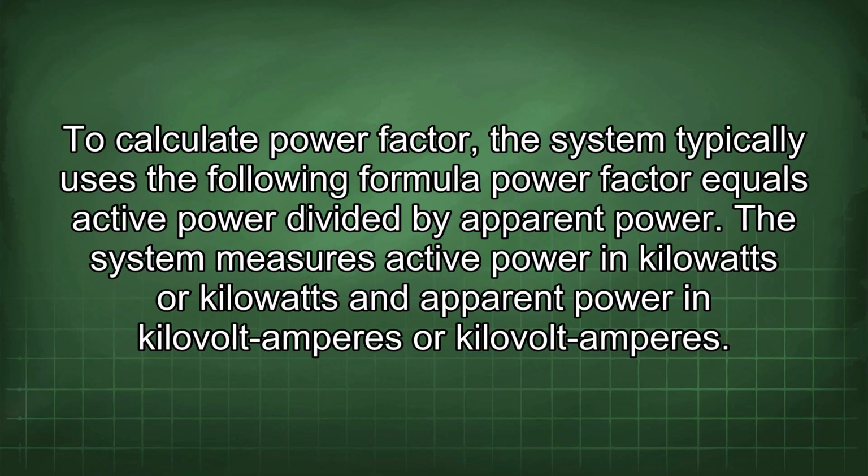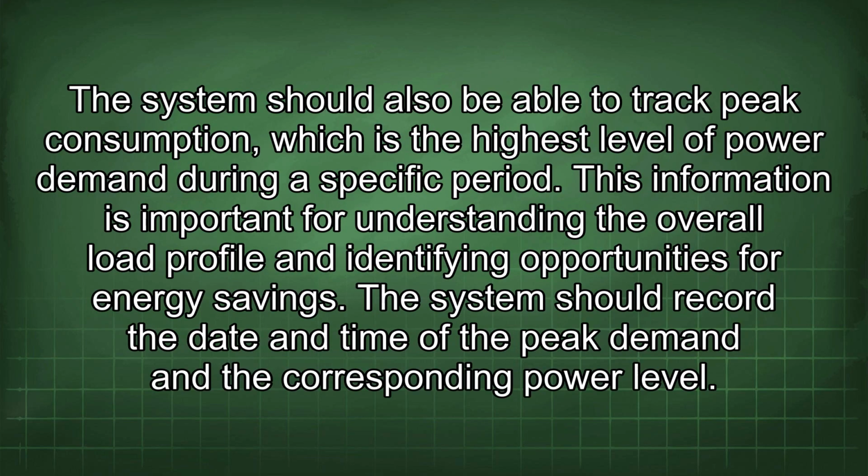To calculate power factor, the system typically uses the following formula: power factor equals active power divided by apparent power. The system measures active power in kilowatts and apparent power in kilovolt amperes. The system should also be able to track peak consumption, which is the highest level of power demand during a specific period. This information is important for understanding the overall load profile and identifying opportunities for energy savings. The system should record the date and time of the peak demand and the corresponding power level.